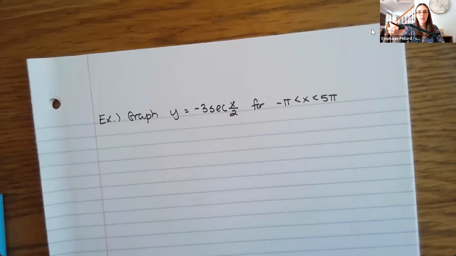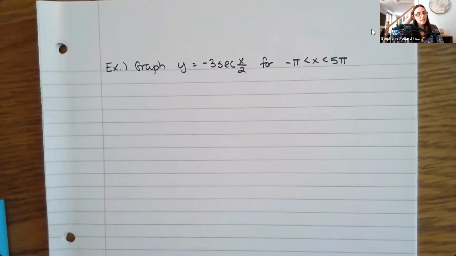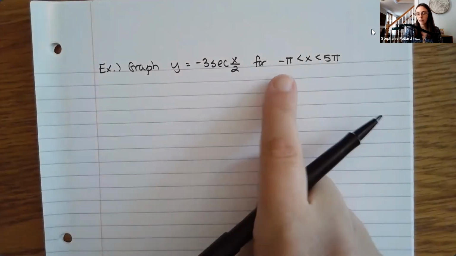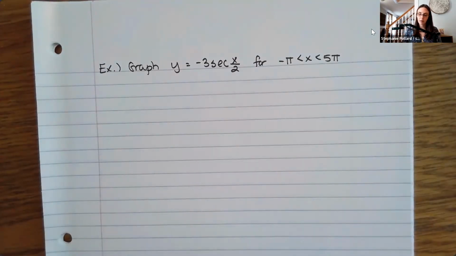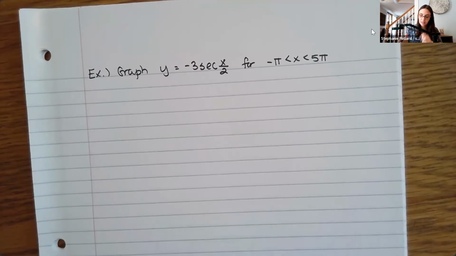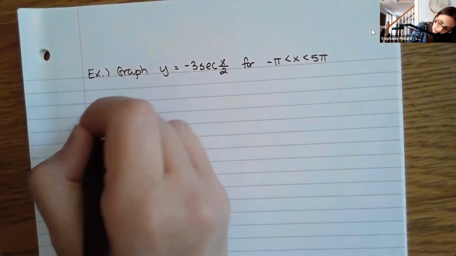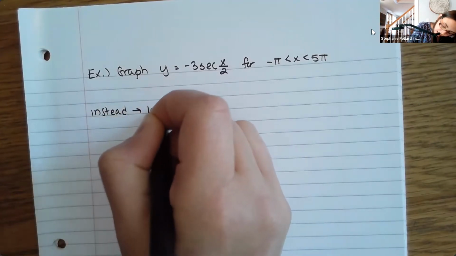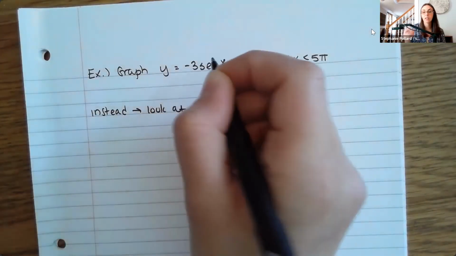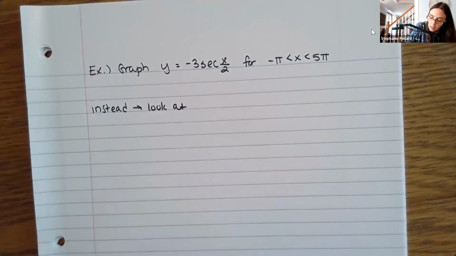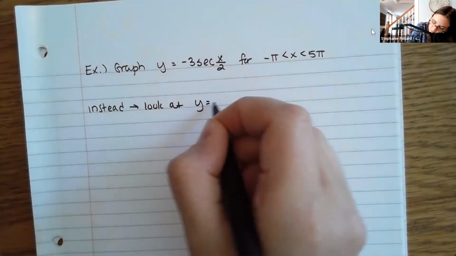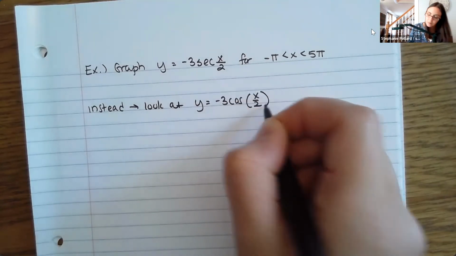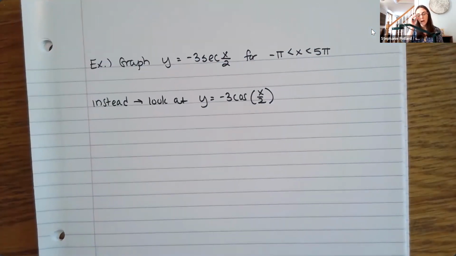So here we're going to graph another example. This time we'll do a secant. So it's going to be related to cosine. We're going to graph it over the interval negative pi to 5 pi. So I may need to extend my graph a little bit more. But let's get started. Remember, secant is related to cosine, right? It's 1 over cosine. So I'm going to use the cosine curve instead.